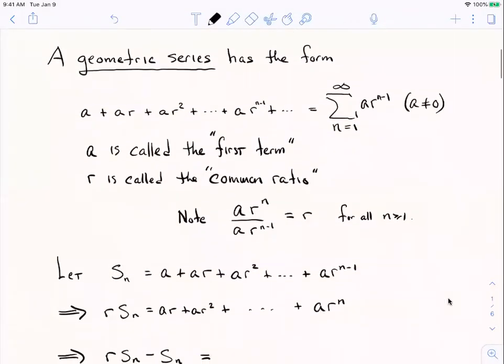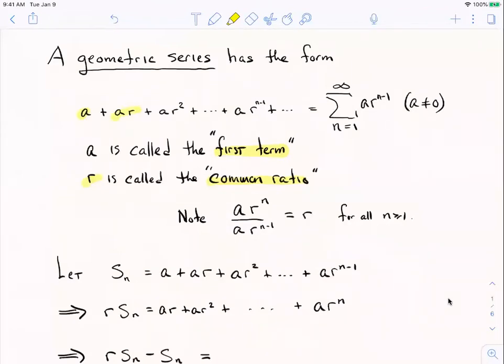What's a geometric series? Well, it's a series with a special form. What is the form? You start off with some number, A. A is called the first term of the series. And then you take some other number, R, it's called the common ratio. And how you form subsequent terms is you just keep multiplying previous terms by R.